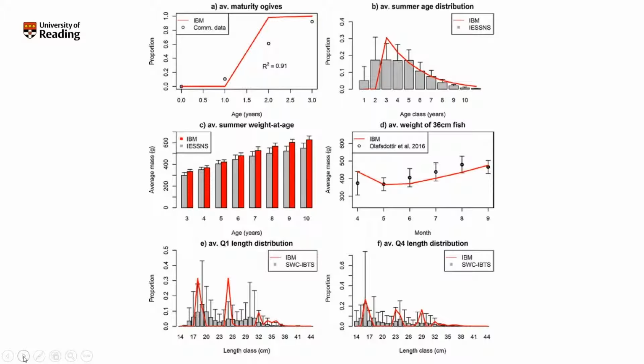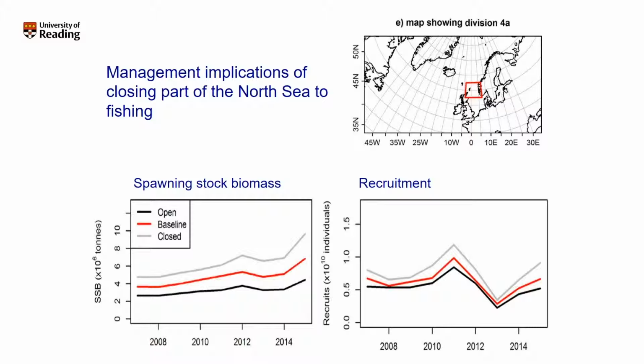So now I'll go to the next slide. This shows that we match the computer outputs to data. Red is the model, grey is the data, and the fit's pretty good, although we probably don't want to stare at that for too long.